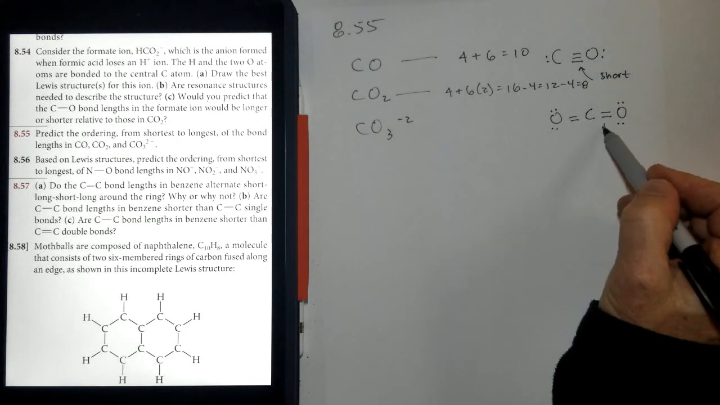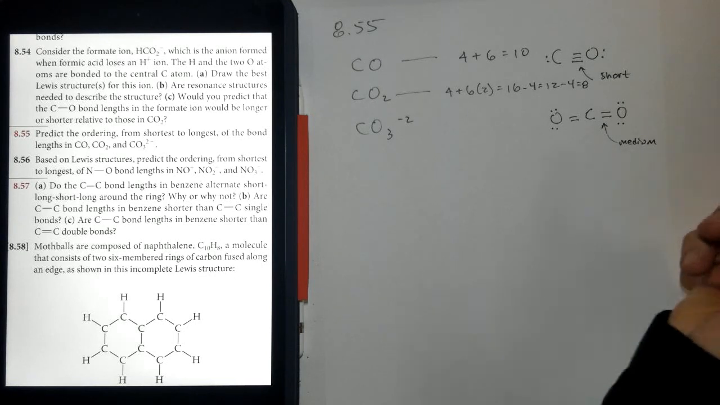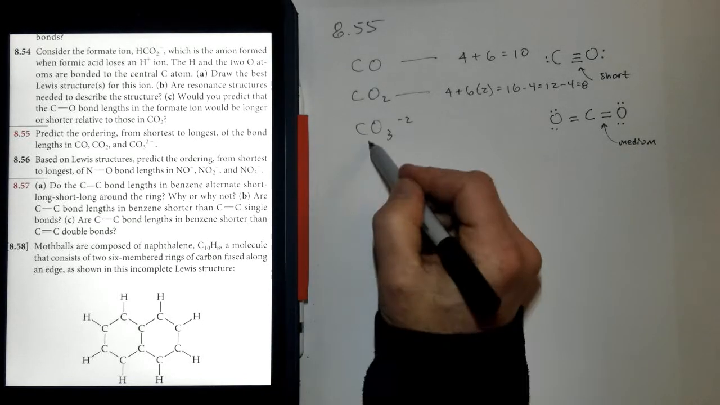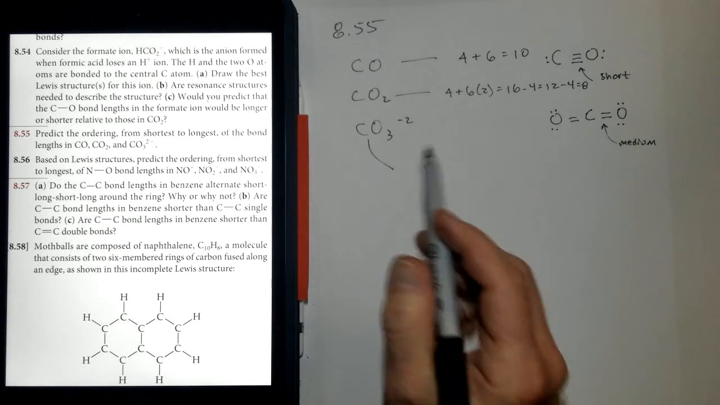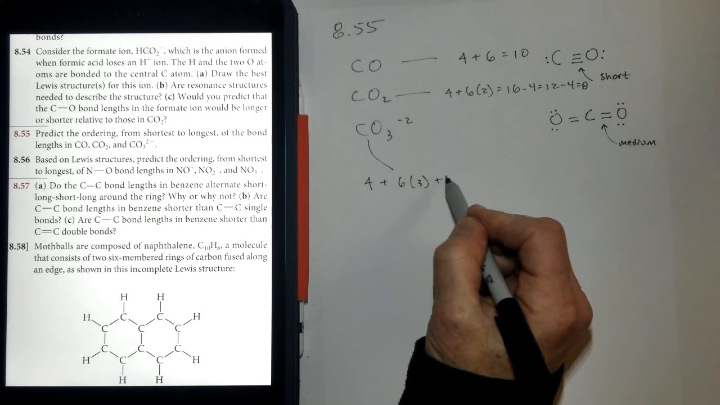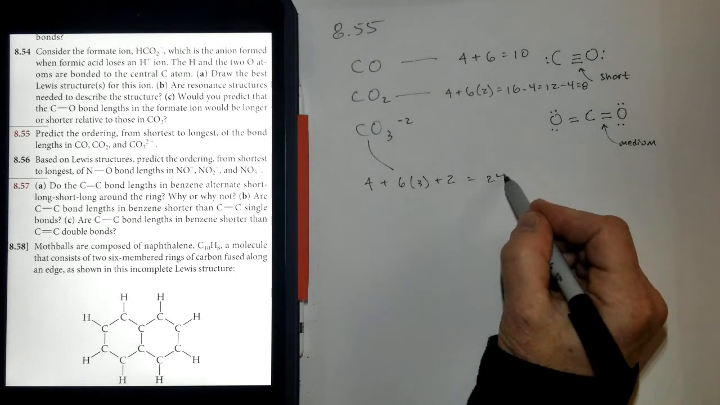Notice this, we've got a double bond right here, so this probably would be like a medium bond length compared to a single bond, which would be the longest bond length we could get. But let's see what it looks like in CO3 2-. So carbon, of course, is 4, oxygen is 6 times 3, and then you got to add 2 more because you got a negative 2 charge out here. So 18 plus 2 is 20, plus 4 is 24.